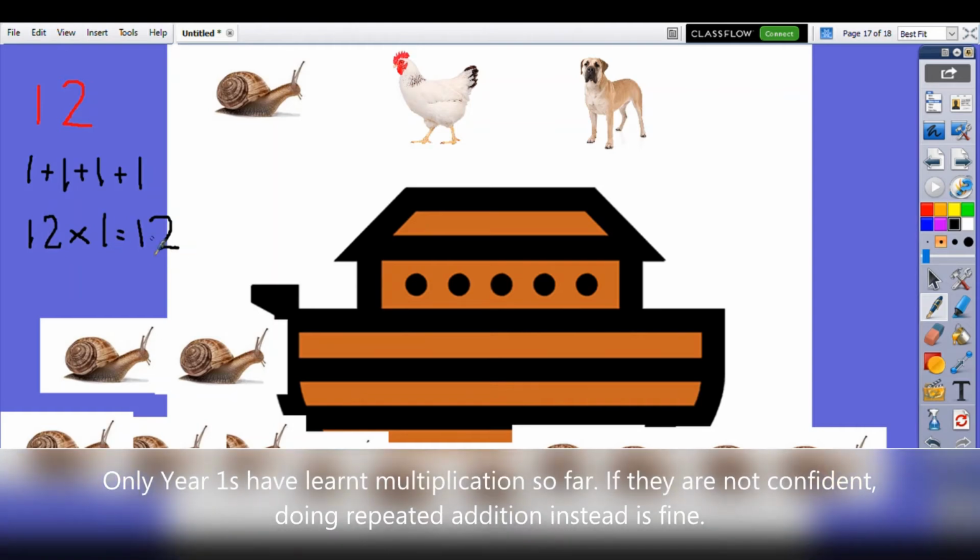So 12 groups of 1. This is just for year 1s. Year 1s are the only people who have learnt about multiplication so far. Year R's, you'll do that next year. You might write it as a repeated addition number sentence.